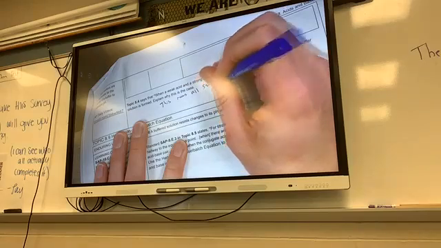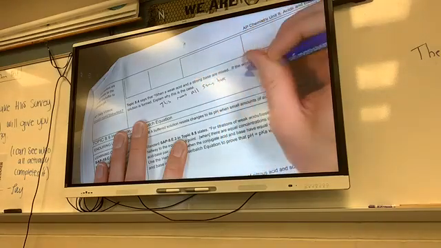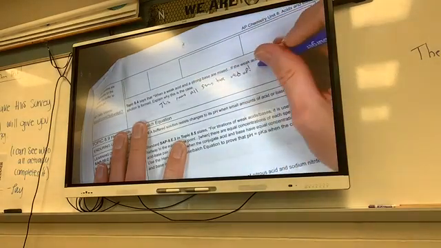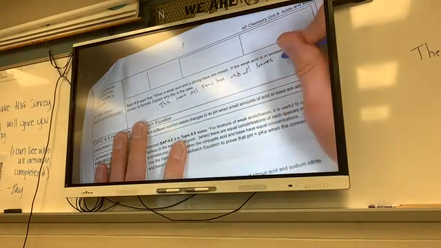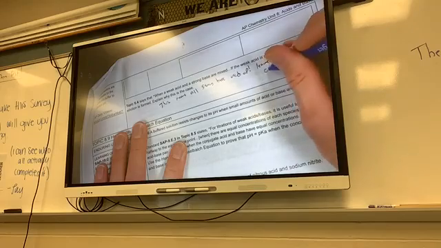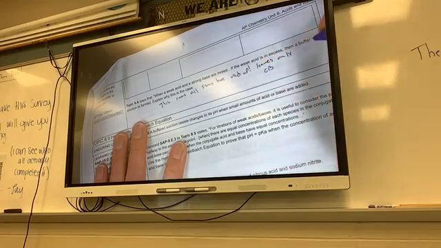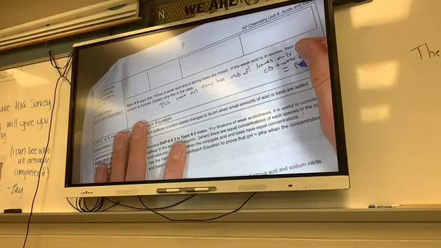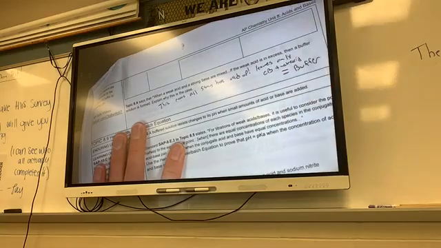Strong base, you're right, Ella, is used up. So this leaves only the conjugate base, right? Yes? Plus the weak acid, which is literally the definition of a buffer.